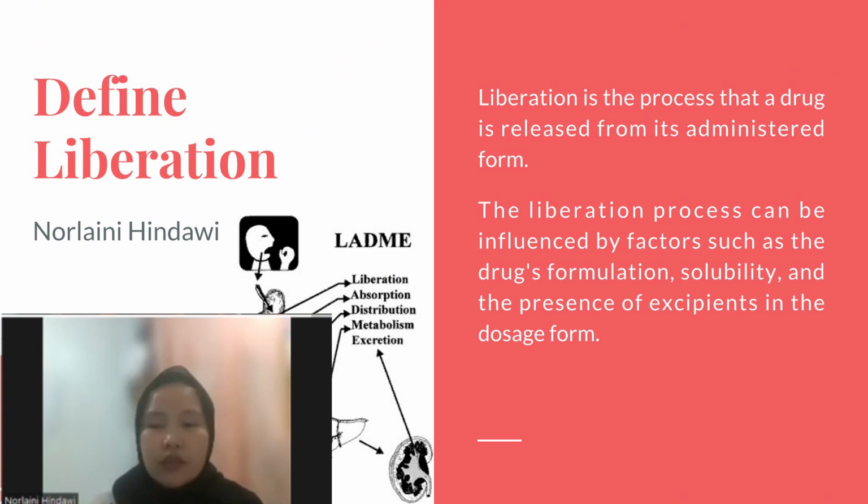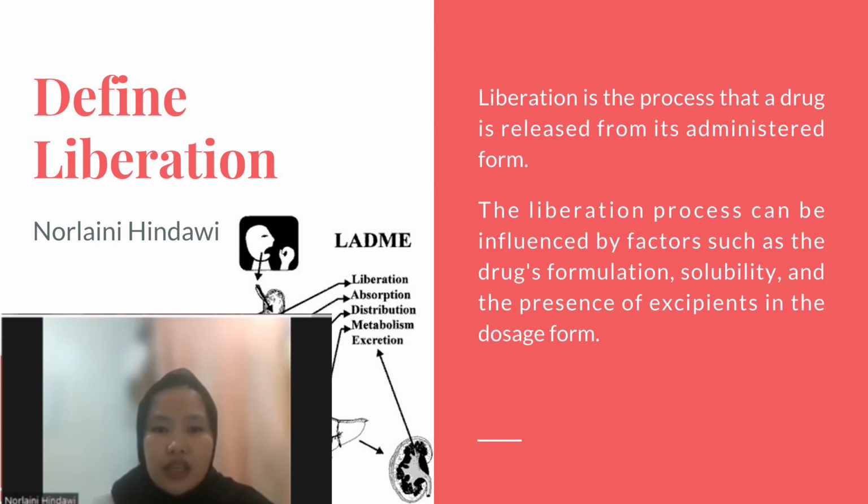In the pharmacokinetic process, we have these steps that compose the process in pharmacokinetics. The first one is the liberation, the second is the absorption, third is the distribution, the fourth is the metabolism, and the last one is the excretion. Liberation refers to the process by which a drug is released from its pharmaceutical dosage form.